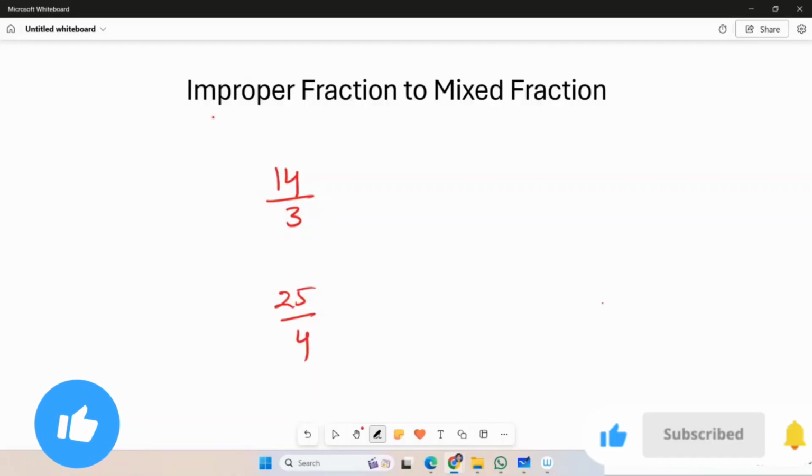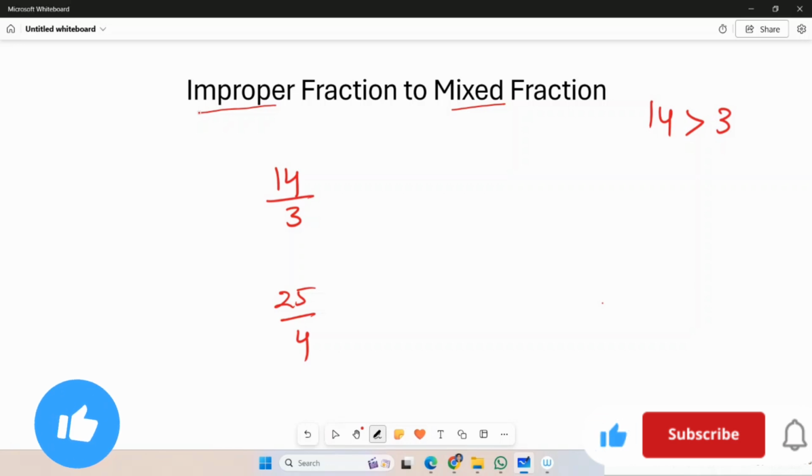So, we are learning how to convert improper fraction to mixed fraction. Here, 14 upon 3 is an improper fraction because numerator is greater than denominator. So, to convert an improper fraction to mixed fraction, first we divide the numerator by the denominator. The quotient we get is a whole number. The remainder, we will write it as a numerator and the denominator stays the same.